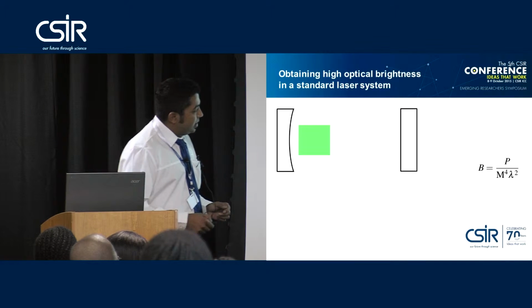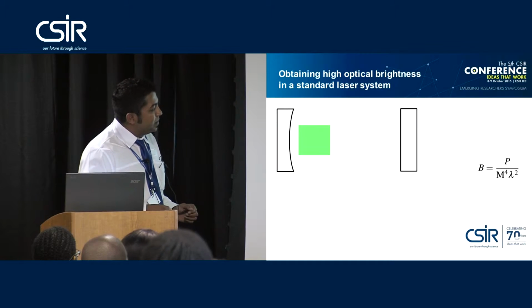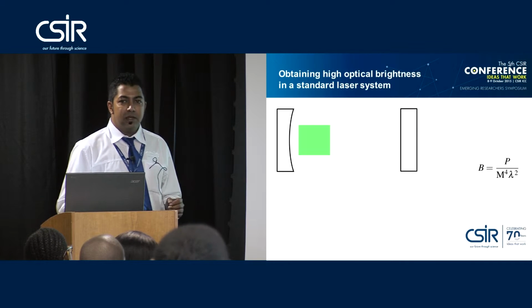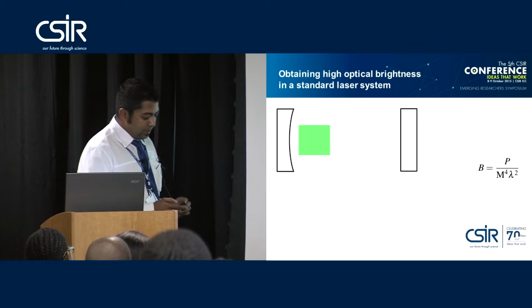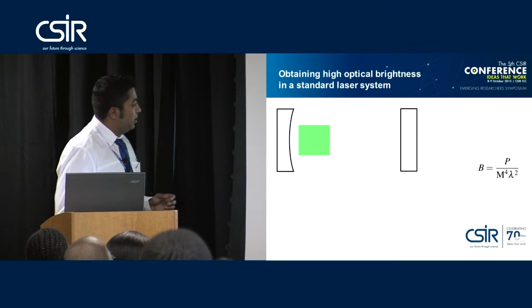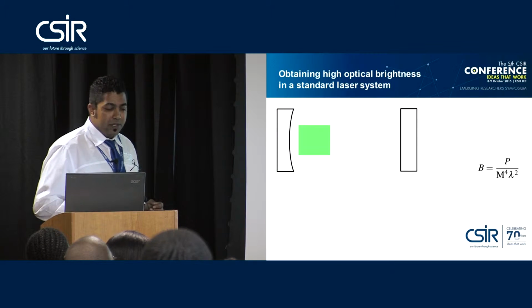Now, the brightness is directly proportional to the output power of a laser. However, it's inversely proportional to the square of the beam quality. So ideally, you would want maximum power and a very, very low M squared. Now, the ideal beam for such a case would be the traditional Gaussian beam, much like the beam that you get from this laser pointer.